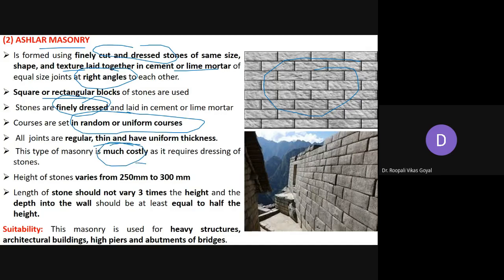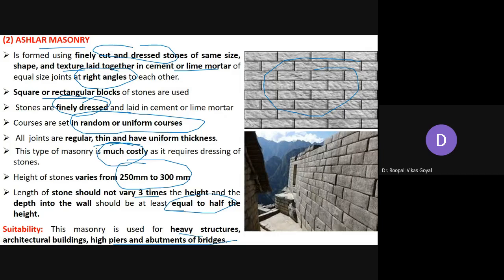The height of the stone may vary from 250 to 300 mm, its length should not be more than three times its height, and its depth into the wall should be at least equal to half of its height. This type of masonry is suitably used for heavy structures, architectural buildings, high piers and abutments of bridges.